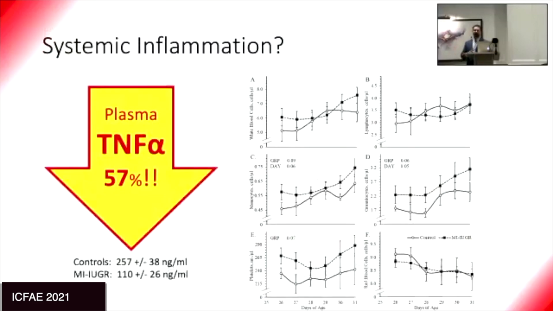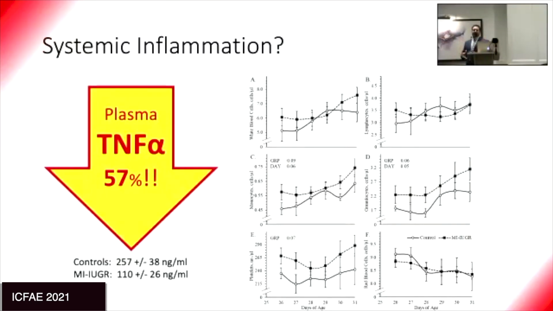Well, not so much. In fact, when I saw this data for the first time, it happened to be about the time where this bald spot started forming. So not only do they not have increased TNF alpha, they have 50% less circulating TNF alpha than the controls, and really inconsistent and kind of meaningless changes in the circulating white blood cells.